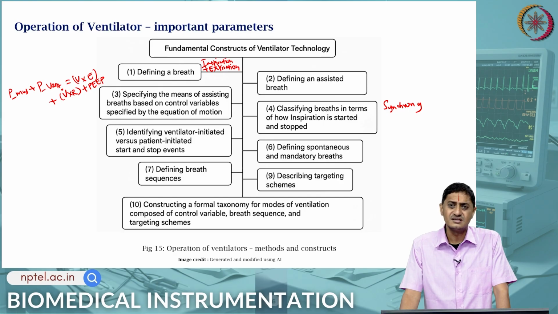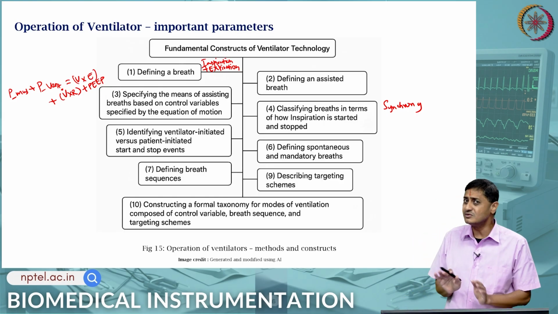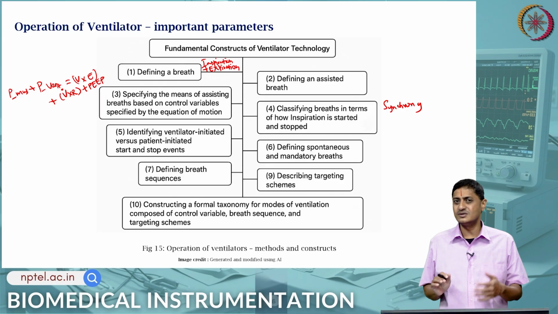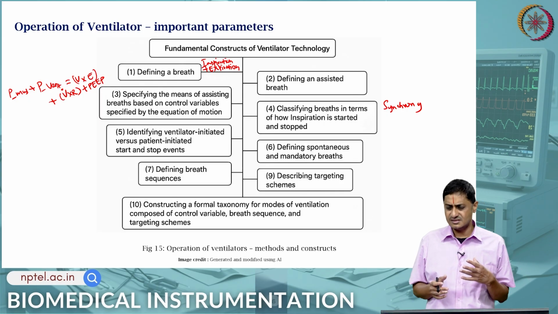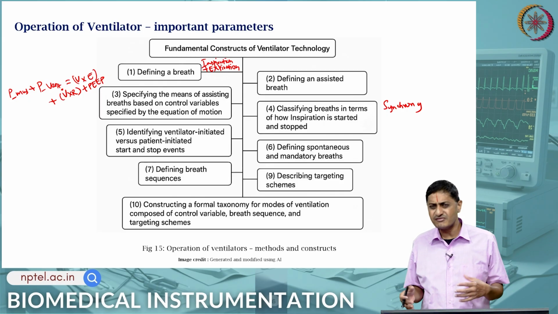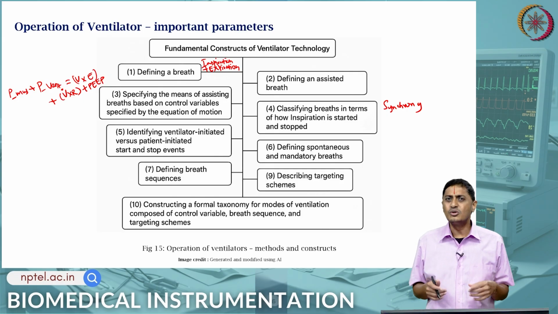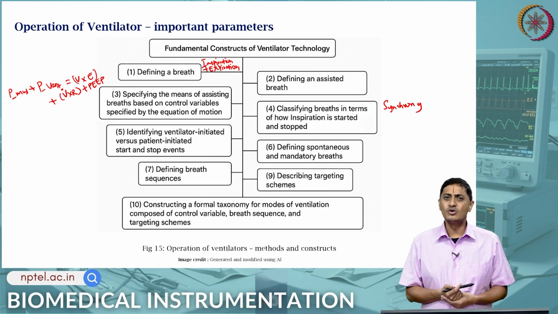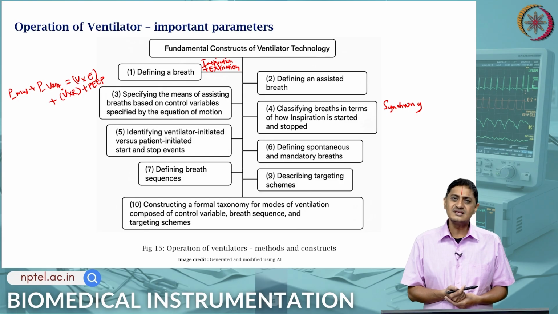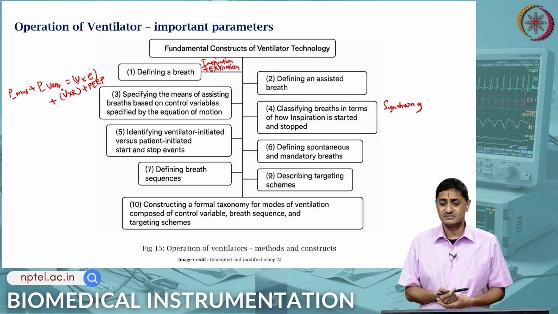The next is defining spontaneous breaths and mandatory breaths. Now this is critical to decide when to wean the patient from ventilators. When the patient is attempting to breathe, you want to remove assistance slowly. You see, as with children in life, with adults, for everybody, the more and more you provide, the more and more you spoon feed, the less likely they are to be independent.